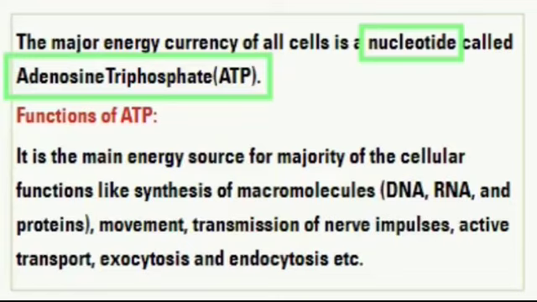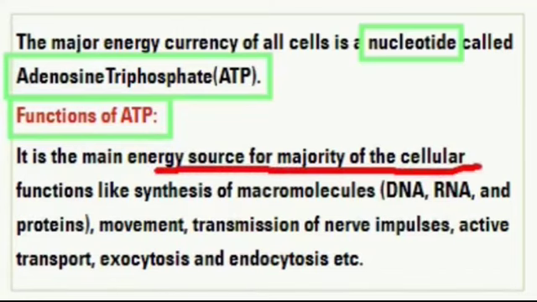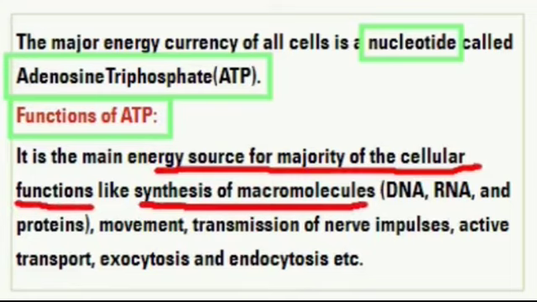Here's the important short question: functions of ATP. How ATP performs its functions. It's the main energy source for the majority of cellular functions, means those functions that a cell performs like synthesis of macromolecules. Macro means large, and these are those molecules which have larger molecular weight like DNA, deoxyribonucleic acid. You can also watch the Watson-Crick model of DNA from the link in the description below. RNA, ribonucleic acid and proteins.